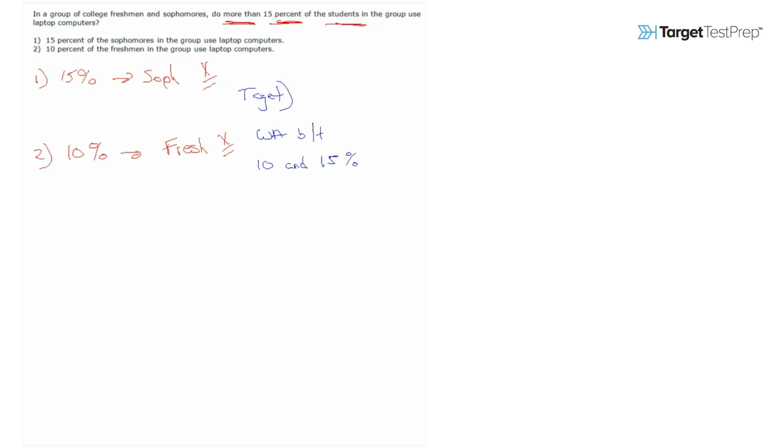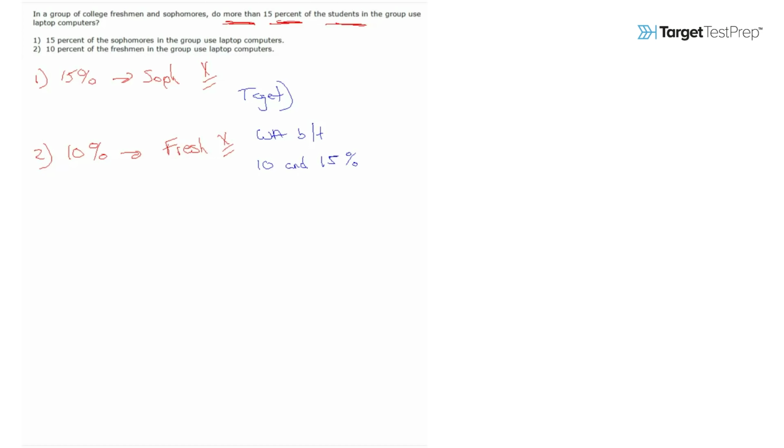But what's really important here is you don't necessarily need a quantity to deal with a weighted average, and we'll get to that in a second. What you do need to know in this case, and remember, we're not even solving for what is the weighted average. We're solving for, do more than 15% of the group use laptop computers? Now, had they asked for what the weighted average actually was, then yes, I agree with anyone who put E here that we wouldn't have enough information.